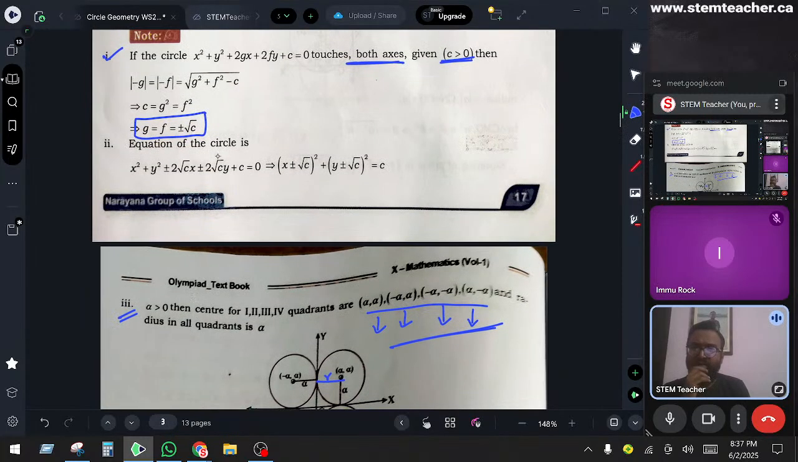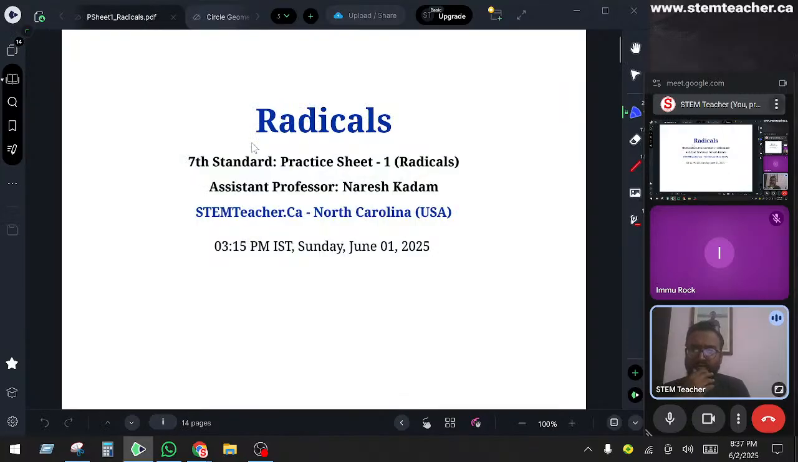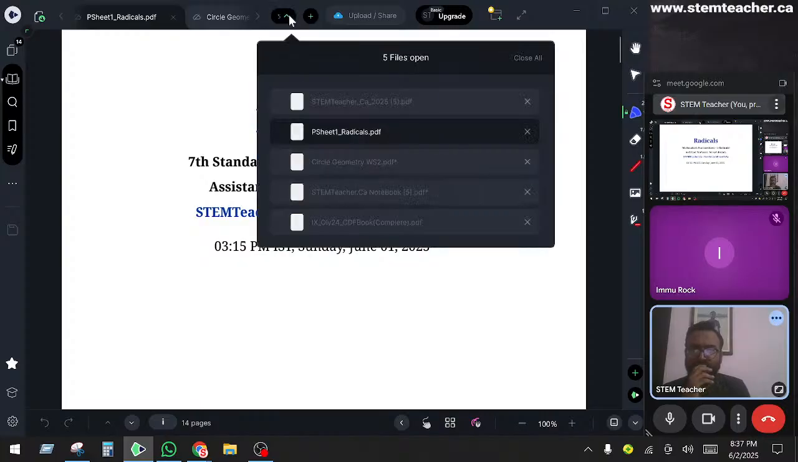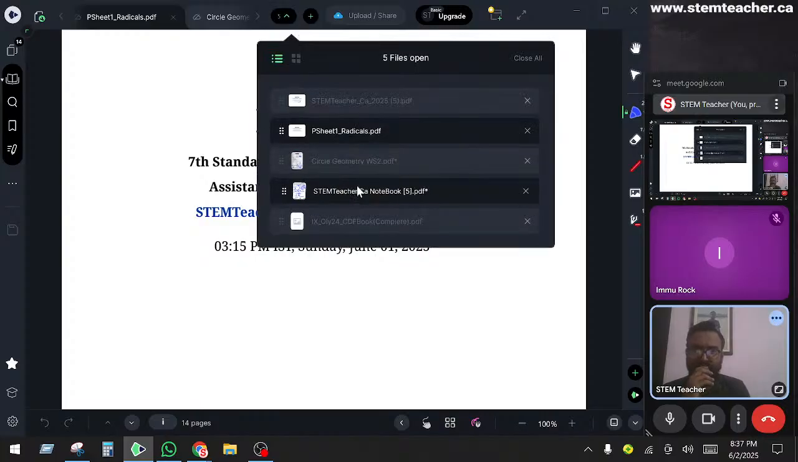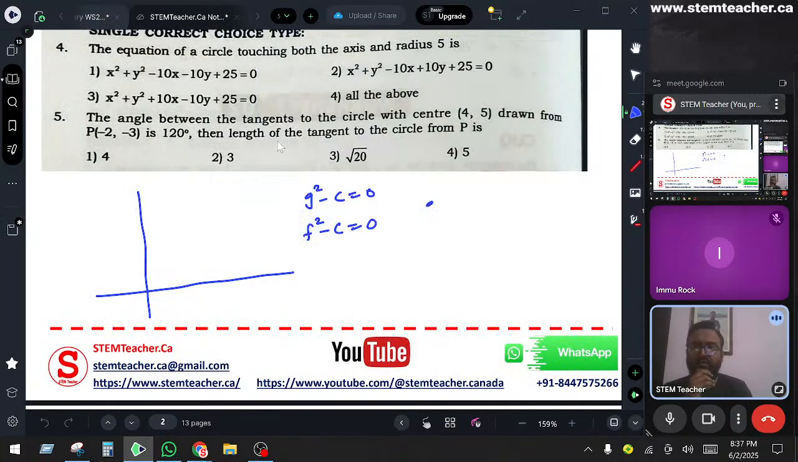What is the third point we have written? For c greater than 0, f is equals to g is equals to plus minus root c. We have to get that logic. हमारा प्रॉब्लम में क्या लिखा हुआ है? c greater than 0 सबका दिया हुआ. सब में c greater than 0 दिया हुआ. देखो, c greater than 0. Is it clear? c greater than 0.